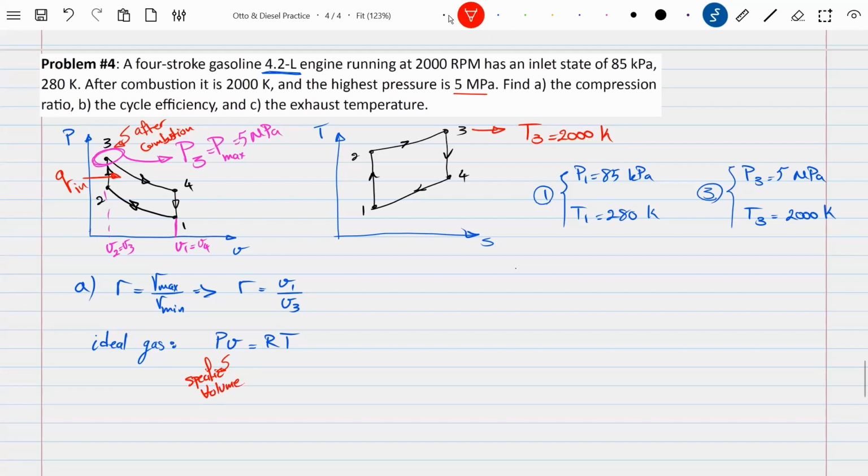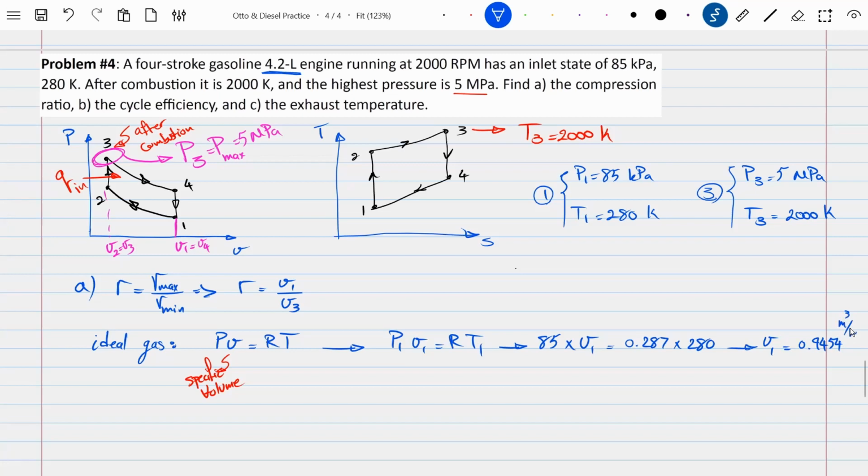So if that is true, which is true, we can use it at state 1, and then we can use it at state 2. So let's start with state 1. P1 V1 is equal to R T1. P1 is 85. V1 is what we are looking for. R is 0.287, and T1 is 280. Calculator gives you V1 is 0.9454 meters cubed per kilogram.